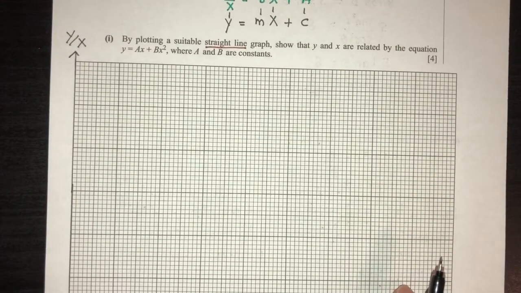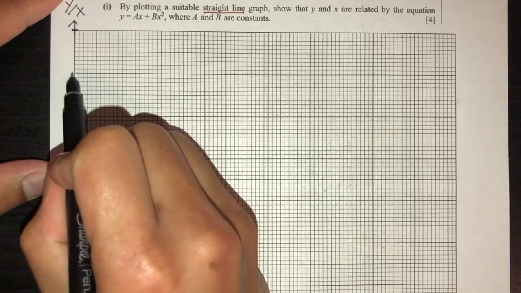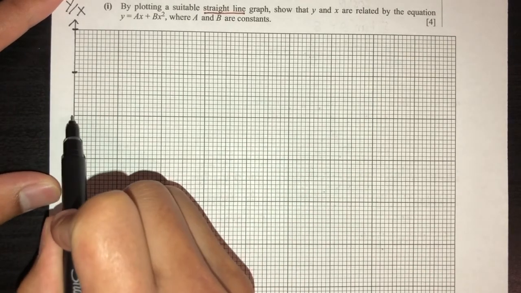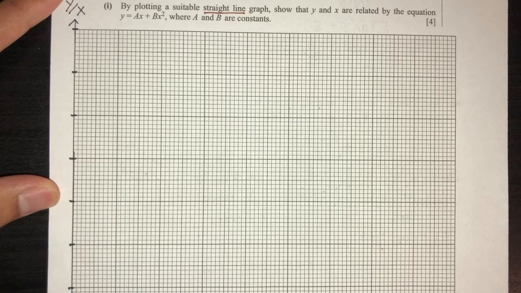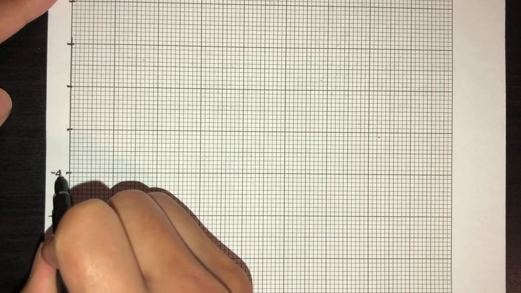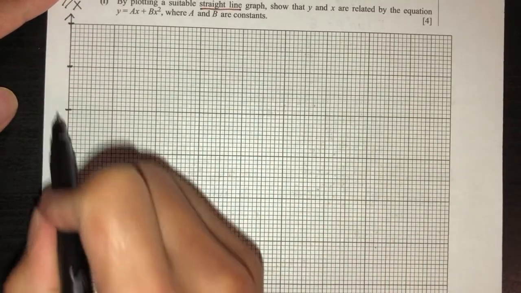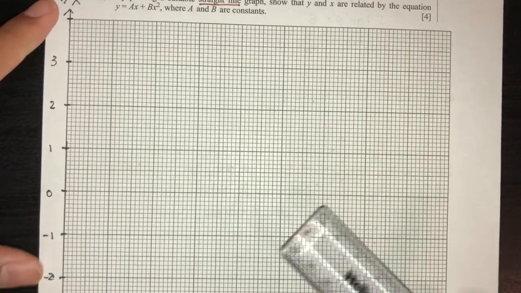Okay, so we have, let's take 3, 2, 1, 0, minus 1, minus 2, minus 3, and minus 4. So let's take 0 here. So that will be, let's take minus 4 here. Let's take minus 3, minus 2, minus 1, 0, 1, 2, and 3. Okay, now this is for your y-axis. Now for your x.